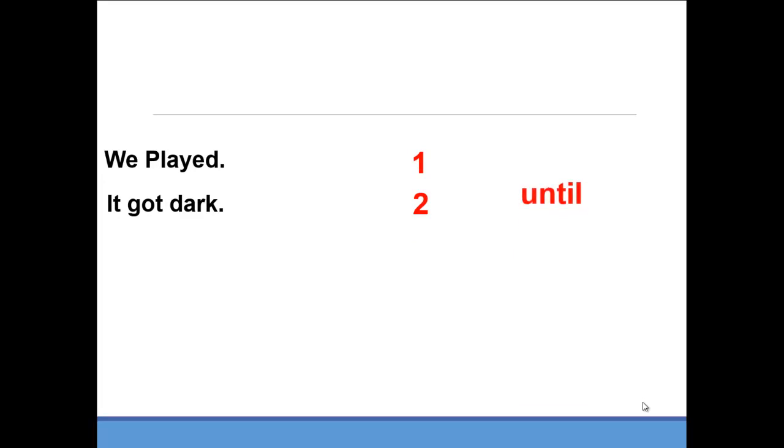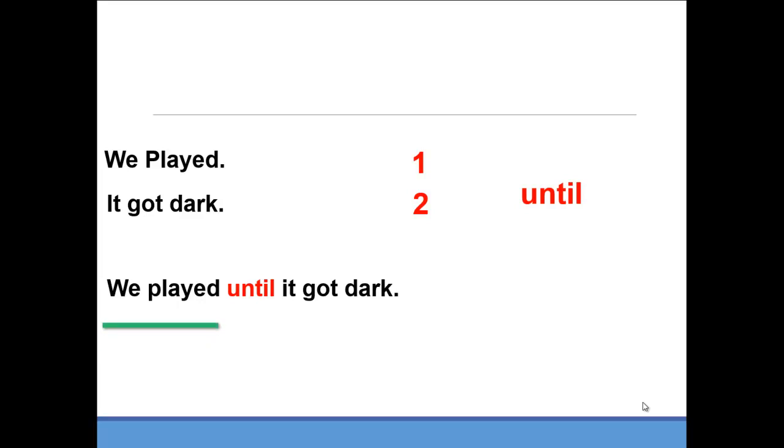Another example. We played. It got dark. We will use the subordinating conjunction until. What does it mean? It means to that time. So we played until it got dark. We played to the time it got dark.